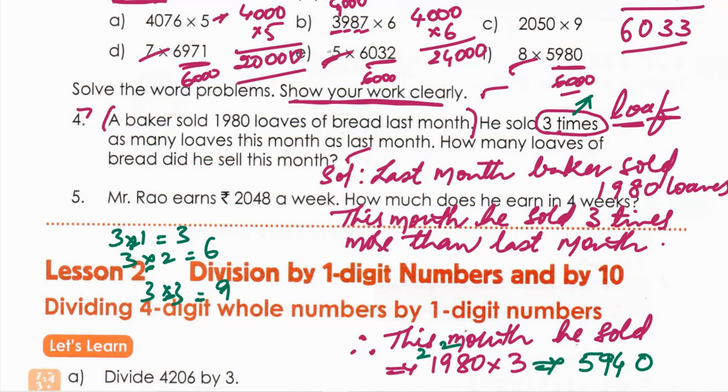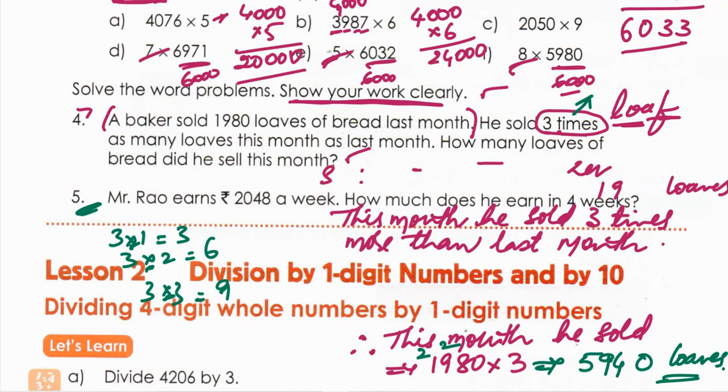That this month he sold 5,940 loaves. This is your answer. Let's go to the fifth one. Before going, I'll just rub this. You can take a screenshot or you can pause here and copy these steps. Without steps, if you do directly the word problems, you are going to get only one number, that is 0. I'm telling you. So let's do the next problem.